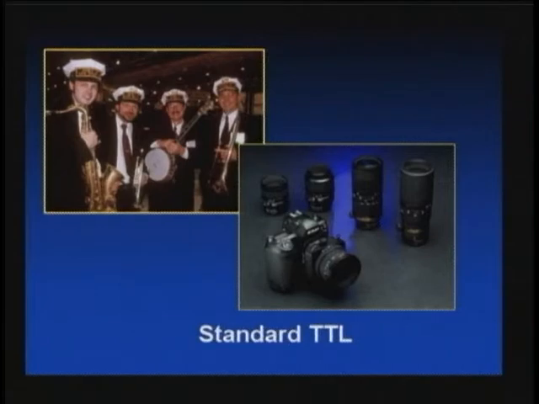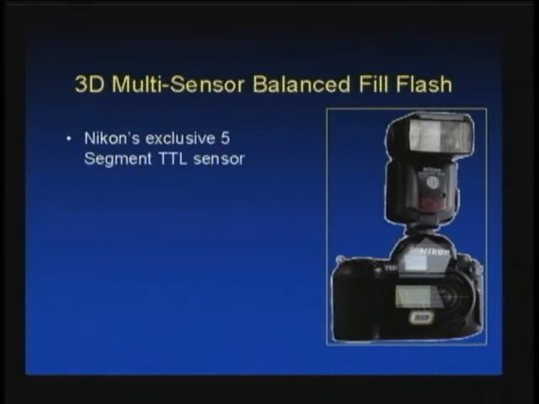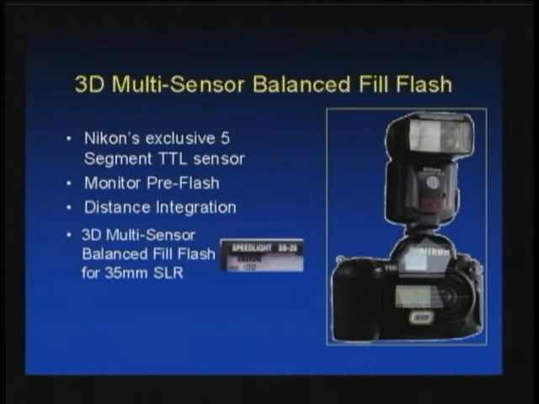3D multi-sensor fill flash is perhaps the most sophisticated of all the flash modes on your camera. Using Nikon's exclusive 5-segment TTL sensor as the basis for all exposure and monitor pre-flash along with distance information, 3D multi-sensor fill flash provides a seamless balance between flash and ambient light.